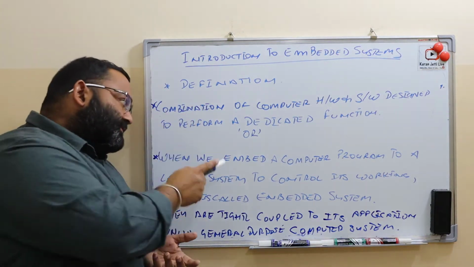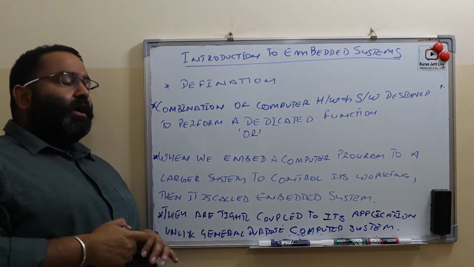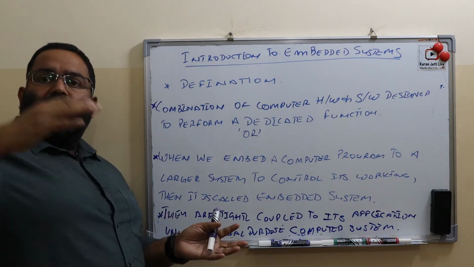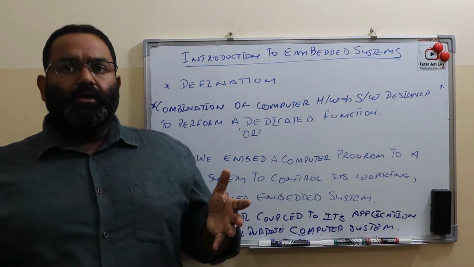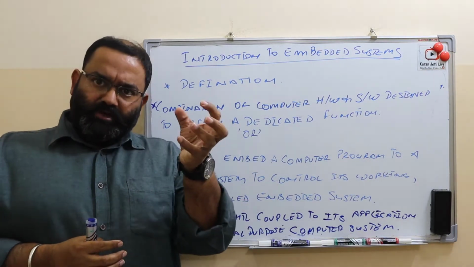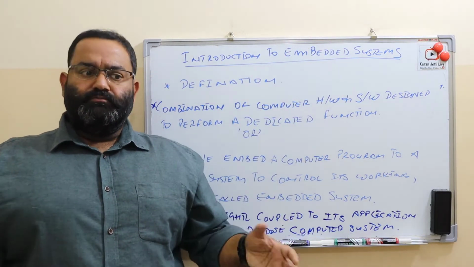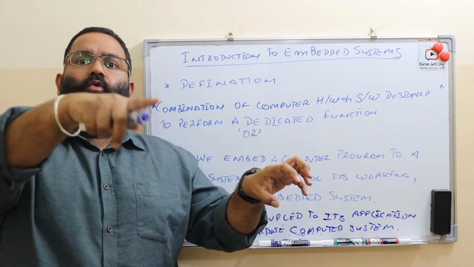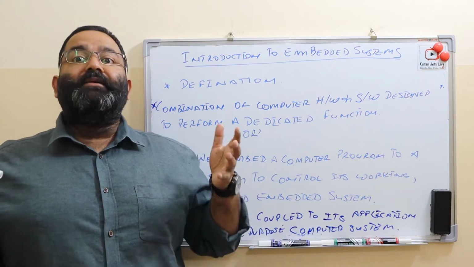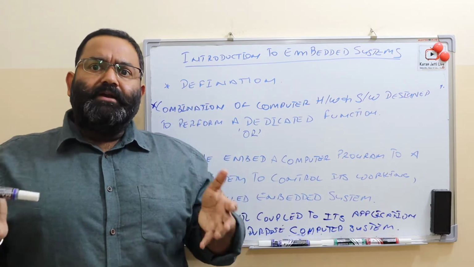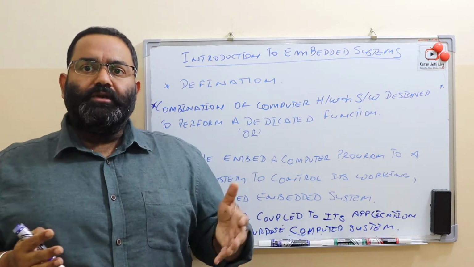Okay, and here is another definition of embedded system. An embedded system is when we embed a computer program into a larger system to control its working. Then what do we call it? We call it an embedded system. So when we have a computer program which we embed or insert into a larger system so that this program can control the working of that large system, then we call it an embedded system. Basically, to embed is to insert a program into something so that it can control its working.